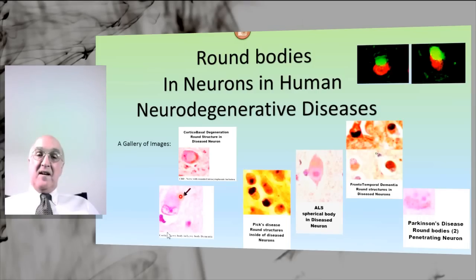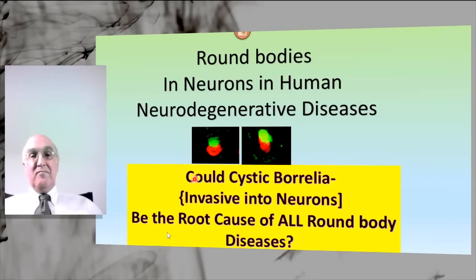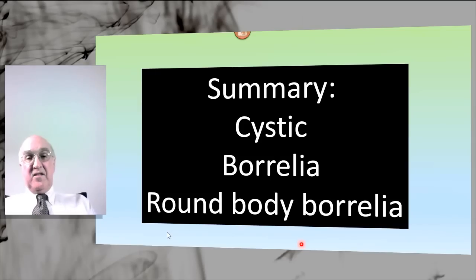Inside out. Right. So we don't know for sure whether all of these could be root causes for round body diseases in the neuropathological literature and degenerative diseases, but it's tantalizing, and I'm continuing my studies to take a look at these possibilities.